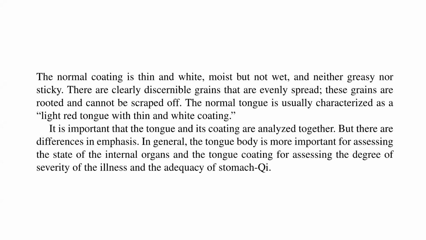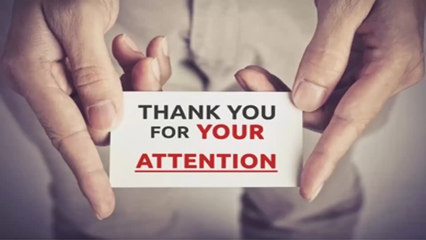It is important that the tongue and its coating are analyzed together, but there are differences in emphasis. In general, the tongue body is more important for assessing the state of the internal organs, and the tongue coating for assessing the degree of severity of the illness and the adequacy of stomach qi.